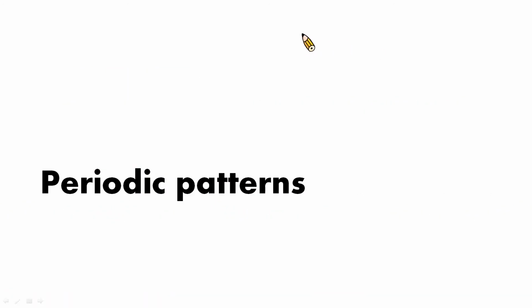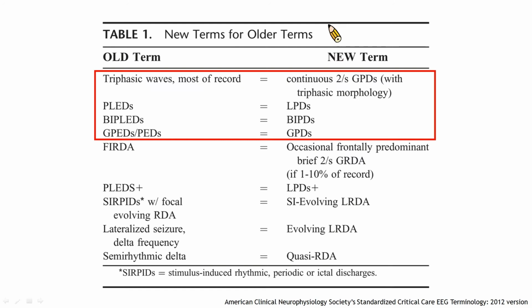In this part, we are going to talk about periodic patterns. But before we introduce the periodic patterns, there are some old terms that are replaced by new terms we have to know. For example, triphasic waves are replaced by continuous 2 per second generalized periodic discharges with triphasic morphology. And the old terms like PLEDs, BiPLEDs, and GPEDs are replaced by LPDs, BIPDs, and GPDs. The word "epileptiform" is removed because not all periodic discharges are epileptiform discharges.